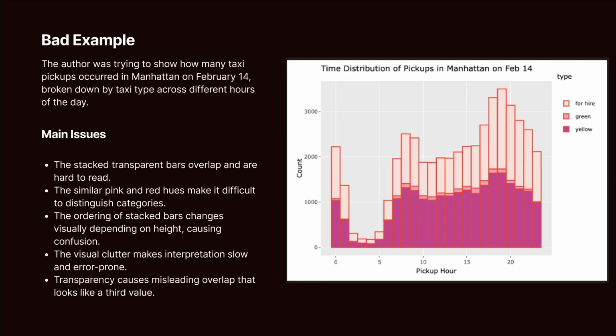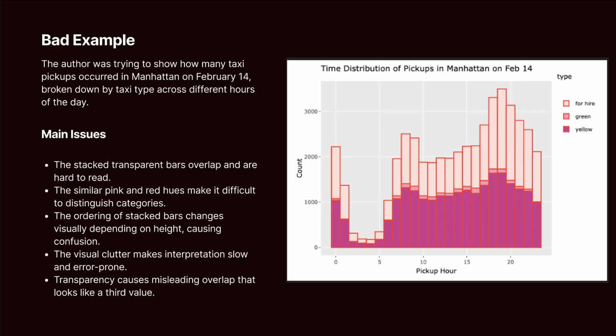First off, we've got the bad example here. The author was trying to show how many taxi pickups occurred in Manhattan on February the 14th, and he broke them down by different taxi types across different hours. These types are for hire, green, and yellow. So we've got three variables here.